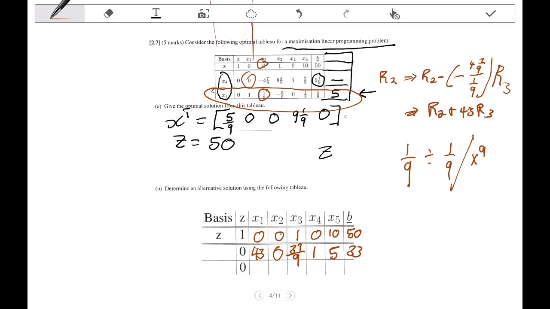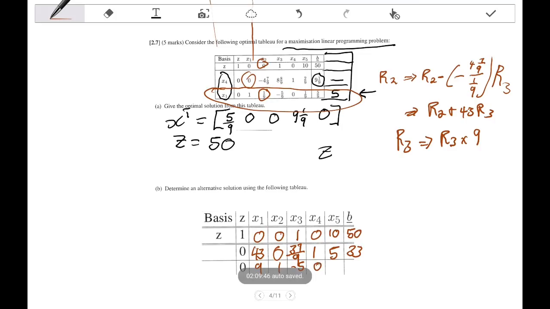Then the whole row, remember, we don't do it on one element only, but for the whole row. Then row 3 is going to turn to row 3 multiplied by 9. Then here you have a 0 times 9 is 0. They already gave you a 0. And then 1 times 9 is 9. Then 1 over 9 times 9 is 1. We achieved that one. Then minus 5 over 9 times 9 is minus 5. Then 0 times 9 is 0. 1 over 9 times 9 is 1. 5 over 9 times 9 is 5. Then this is your new table.